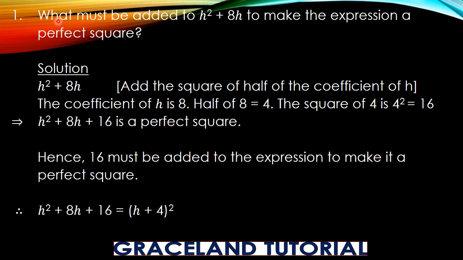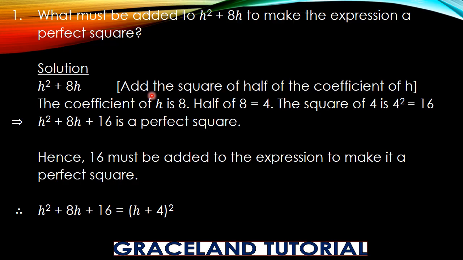Okay. What must be added to h squared plus 8h to make the expression a perfect square? Very simple. Apply completing the square here. All you need to do, h squared plus 8h.